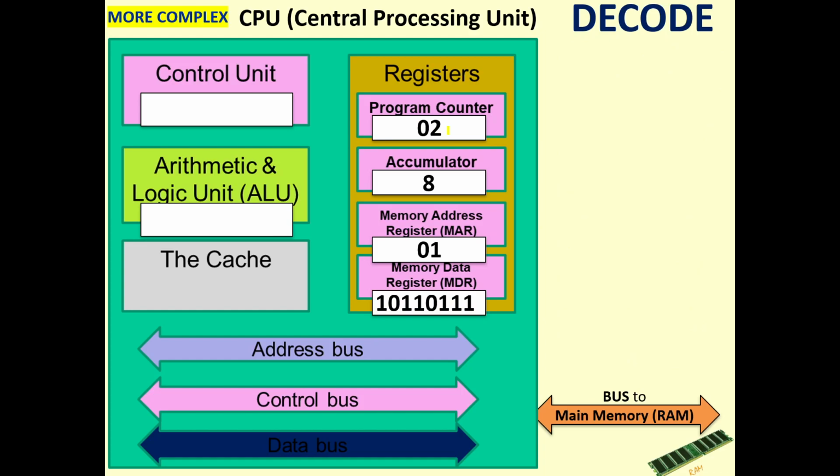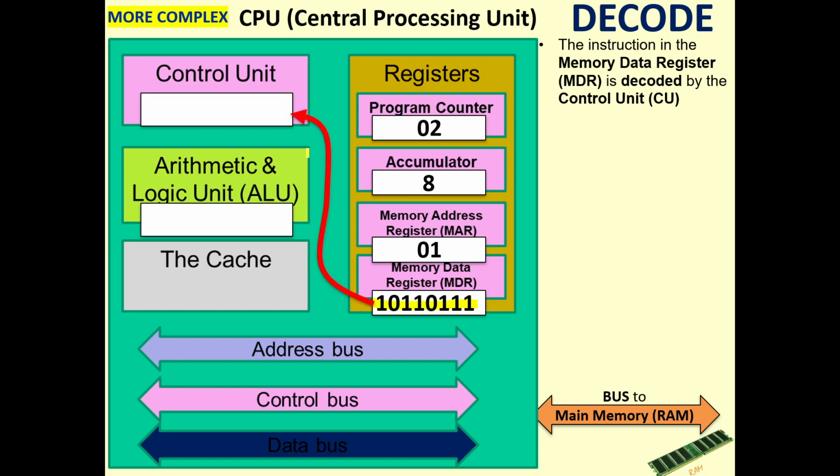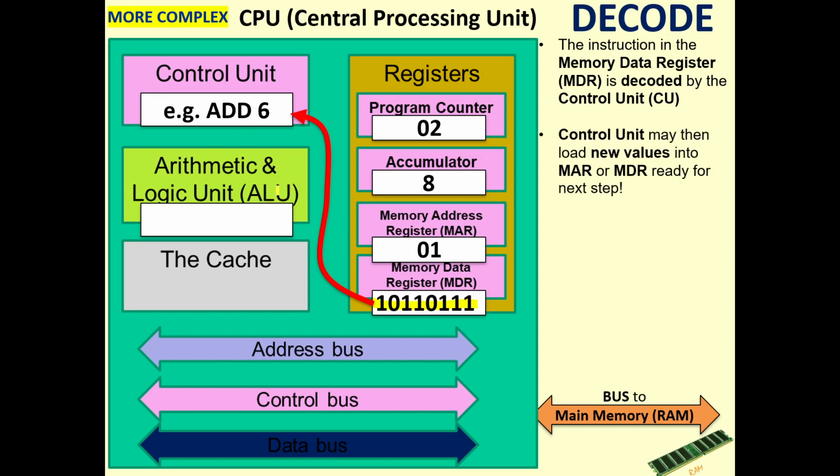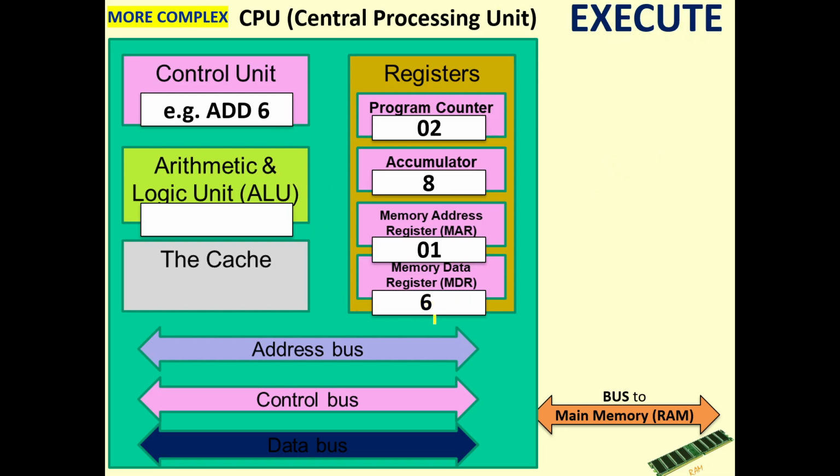Decode. Well, that's simple. We've got an instruction here, but we don't know what it means. So the instruction in the MDR then needs to be decoded so we understand it. The control unit takes the instruction and it decodes it. In this case, it was add 6. So we're going to add the number 6. The control unit may then load new values ready for the next stage. In this case, the value 6 is copied down to use.